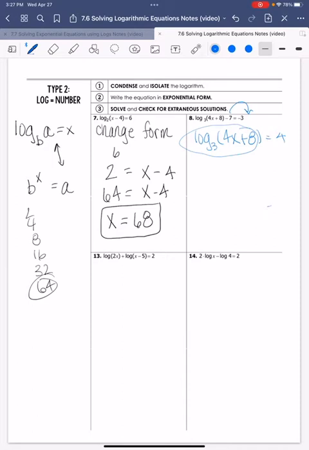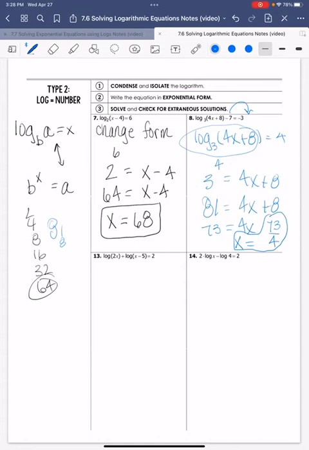Change forms. So the base is 3. The exponent is 4 equals the argument. 3 to the 4th is 81. Okay, subtract 8. 73. I think 81 minus 8 is 73. Yeah. Divide by 4. 73/4, which seems like a really strange answer, and that might be wrong, but I don't have a calculator handy, and I'm not going to pause and figure it out.